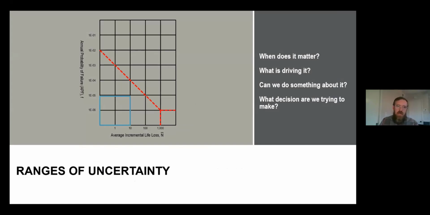So consider a consequence output down here in the lower left, represented by the blue box. We've got a dam, for example, that has 2 orders of magnitude of uncertainty in its annual probability of failure, and pretty much low consequences, between 0 and 10. Is that something we'd want to invest in further understanding the consequences, or are we okay with just that answer?